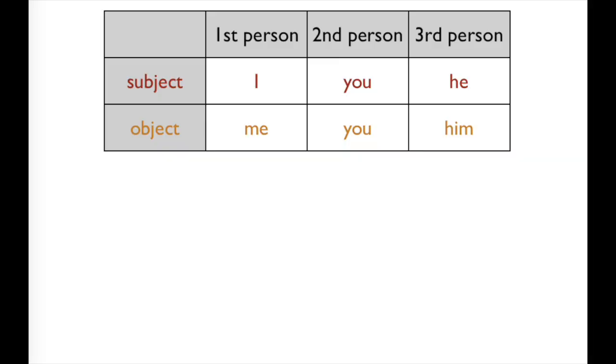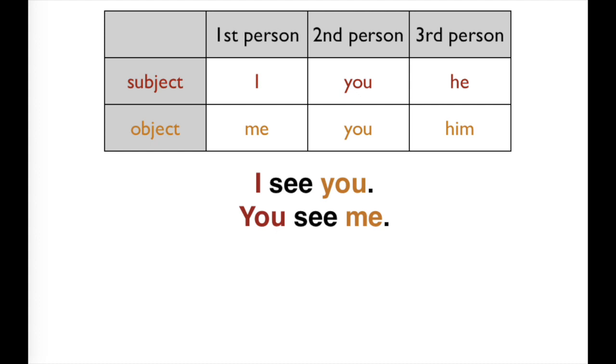Now, if I'm talking to my friend here, and I want to say, I see you, notice I am the subject, you is the object. But what happens if he sees me? So you see me. You is the subject, and me is the object. So you is both the subject and the object. We use the same word for both of them, but we didn't used to. We did have two different words for you. We had thou and thee.